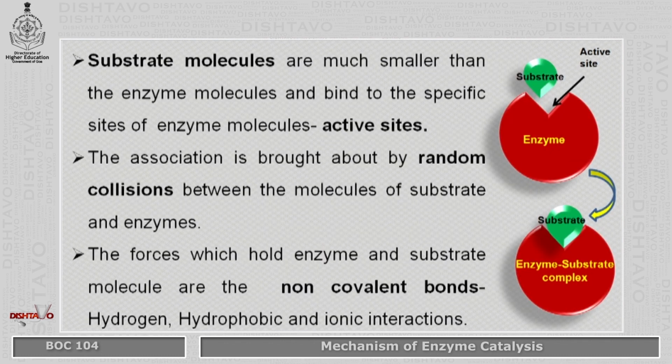Substrate molecules are much smaller than the enzyme molecules and they bind to the sites of the enzyme. These specific sites are called as active sites or the catalytic sites or the substrate site. The association is brought about by the random collision between the molecules of the substrate and the enzymes. The forces which hold the enzyme and substrate molecule are the non-covalent bonds, which includes the hydrogen bond, hydrophobic bond and ionic interactions. The interaction between the enzyme and the substrate leads to the formation of enzyme-substrate complex.